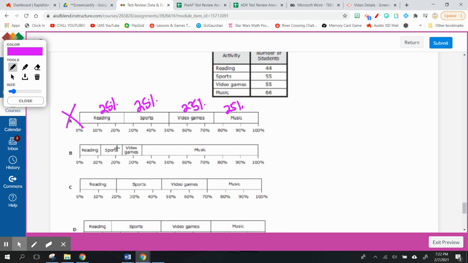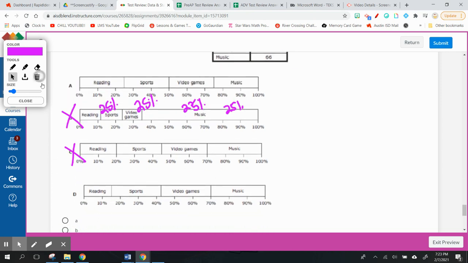And let's take a peek at B. This is saying that reading, sports, and video games were really small compared to music. Were they really small compared to music? Not really. I mean, they were all fairly close to each other, so they're all going to be kind of similar. We might have some that look lower, but not that low, right? That's really, really small in comparison. And saying music, that's saying that like most of the people chose music, which is not true. So now we're really down to these last couple.